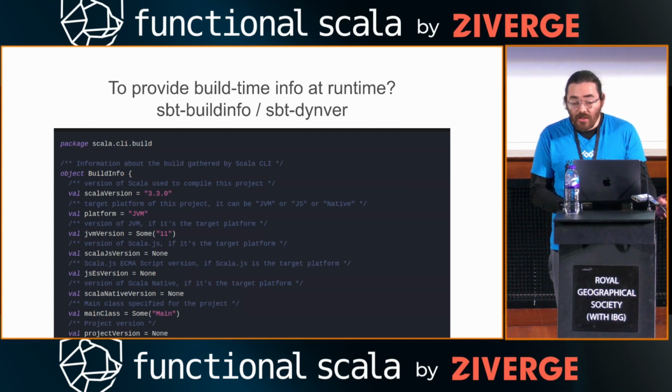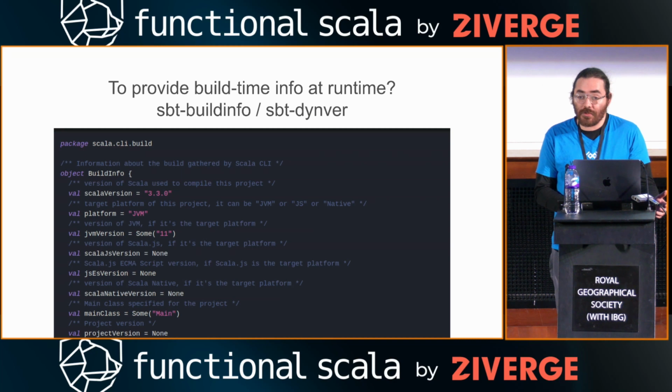What about providing build information into the runtime environment? Scala version, the platform, or potentially the version of the application, where we usually use sbt-dynver. Scala-CLI recently introduced a way to expose this information as well. So you have it right there.